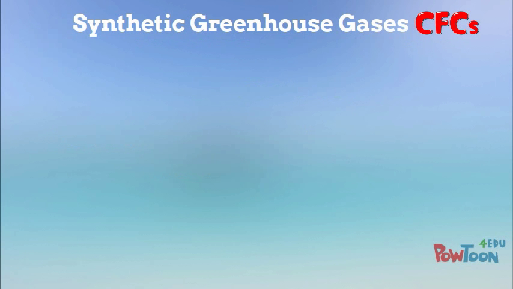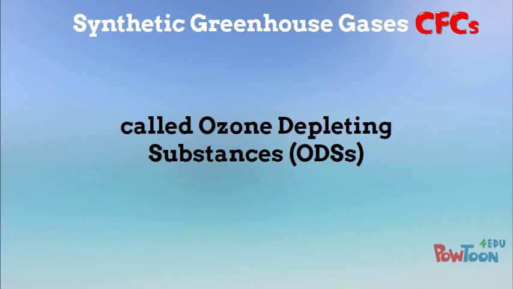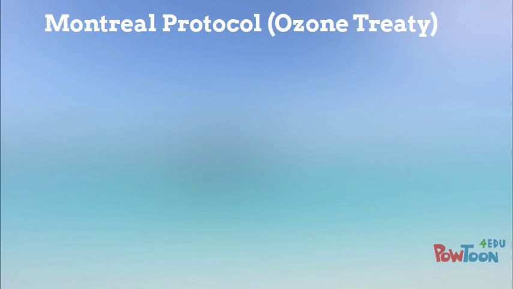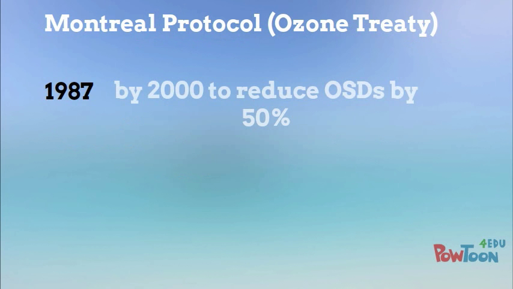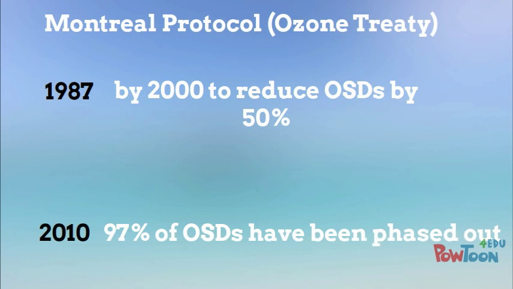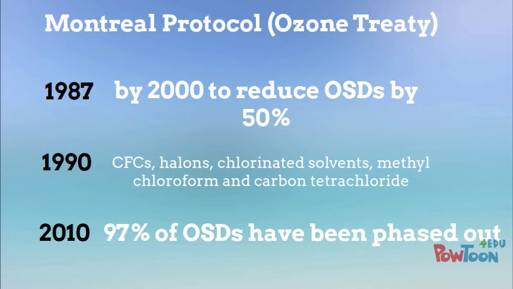By the 1980s, a group of synthetic greenhouse gases were recognized as depleting the ozone layer in the stratosphere, and they were called ozone depleting substances. In 1987, the Montreal Protocol was signed to reduce the production and use of ozone depleting substances by 50% before the year 2000. By 2010, nearly 97% of ozone depleting substances had been phased out. This was amended in 1990 to include phasing out various CFCs, chlorinated solvents, methyl chloroform, and carbon tetrachloride.